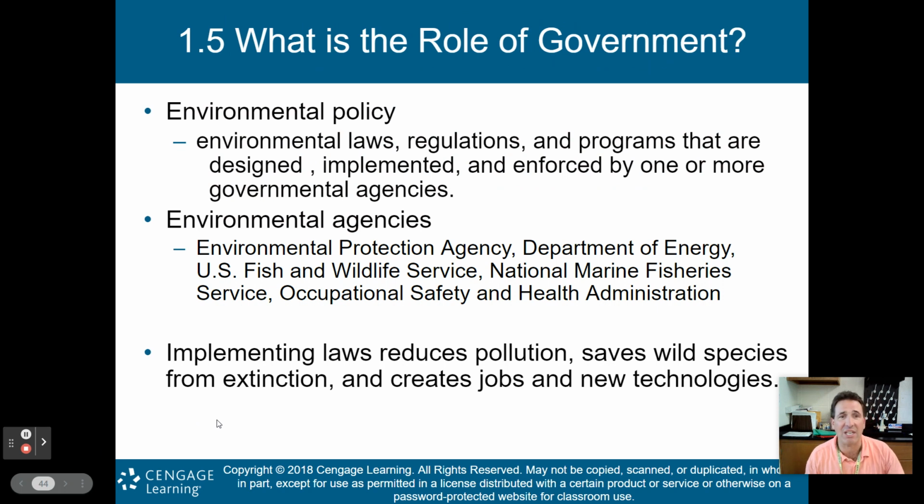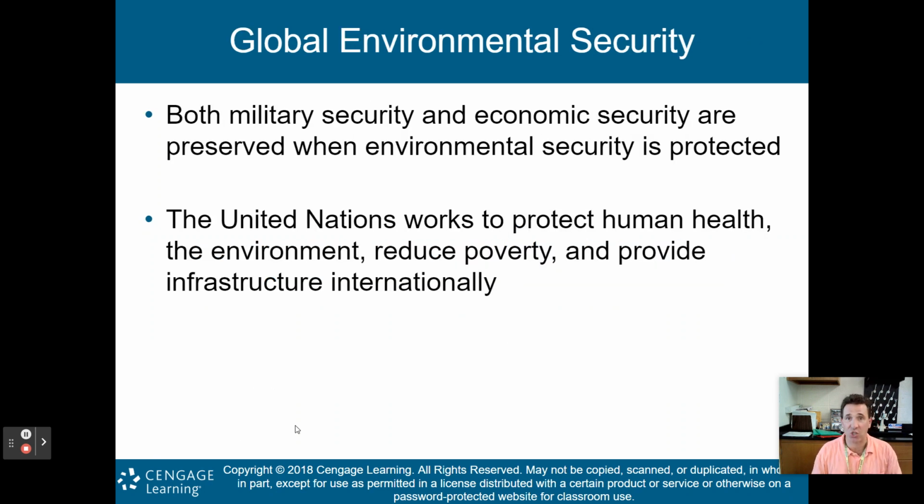Well, environmental policy, laws, regulations, programs that are designed, implemented, and enforced by one or more agencies can help. Some of those agencies are the Environmental Protection Agency, the EPA, Department of Energy, U.S. Fish and Wildlife Service, the National Marine Fisheries Service, Occupational Safety and Health Administration, OSHA. These are some of the environmental agencies we have in the U.S. that help regulate environmental policy and help enforce that policy. So implementing laws that reduce pollution, save wild species from extinction, and create jobs and new technologies. That's what the role of the 21st century government should be doing when it comes to environmental science.